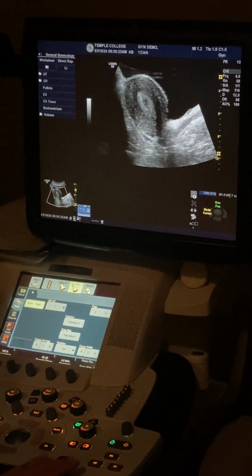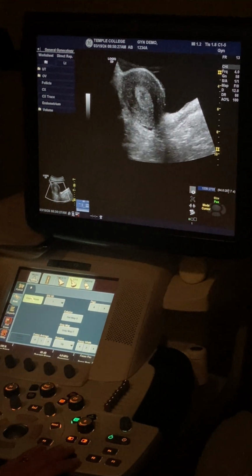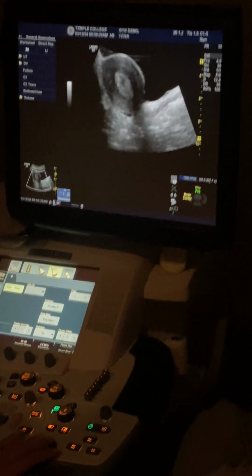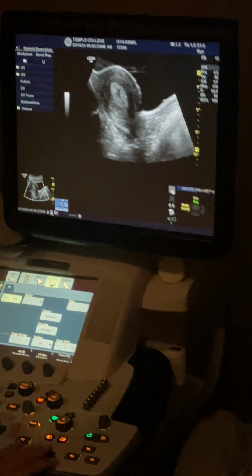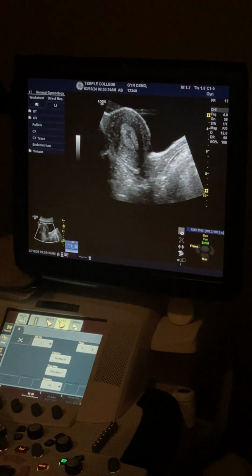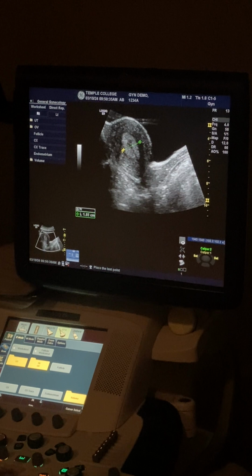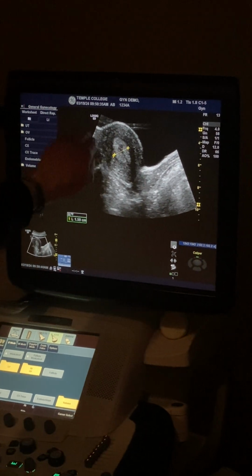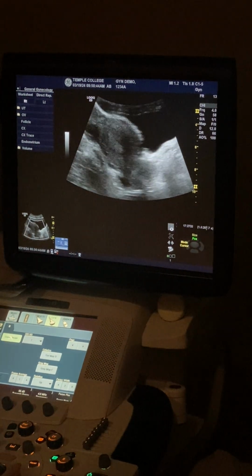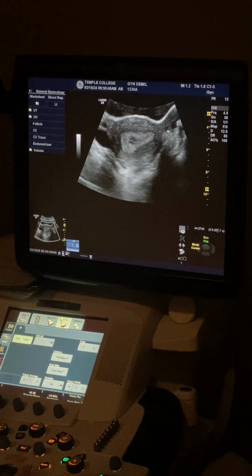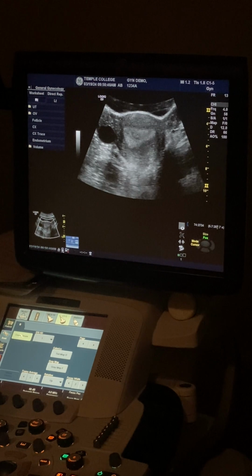So if I can see the borders nice and even here, I'm not gonna bother to do a trans image, okay? I wanna get this picture because it is the clearest and you wanna get it at its thickest. So I'm gonna measure here to here, the widest, up towards the fundus, okay? Now that's 1.6.